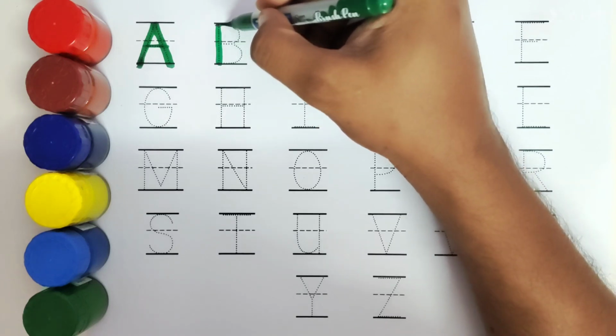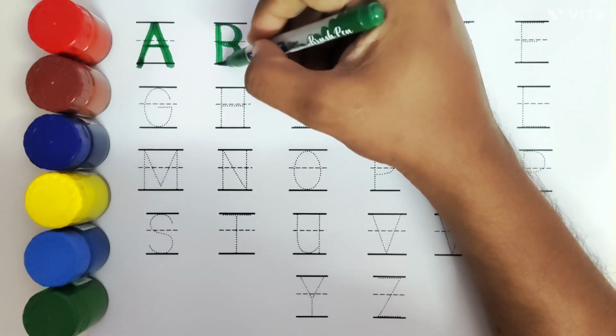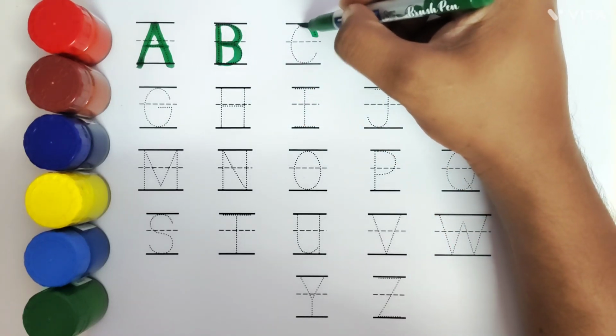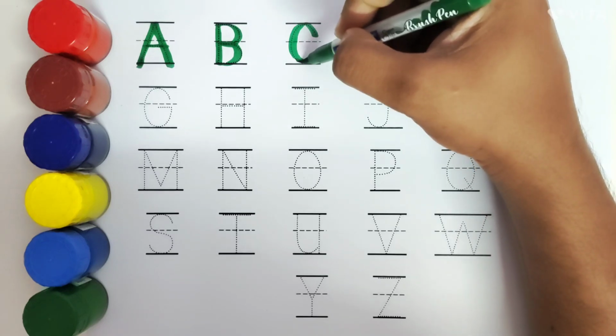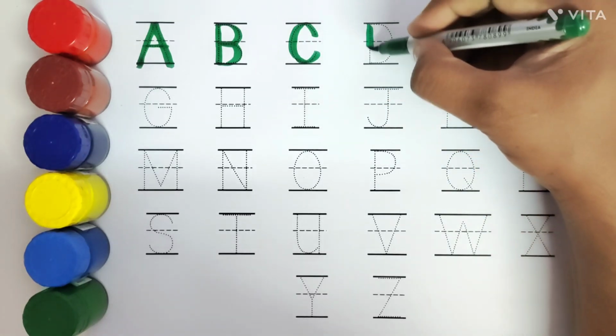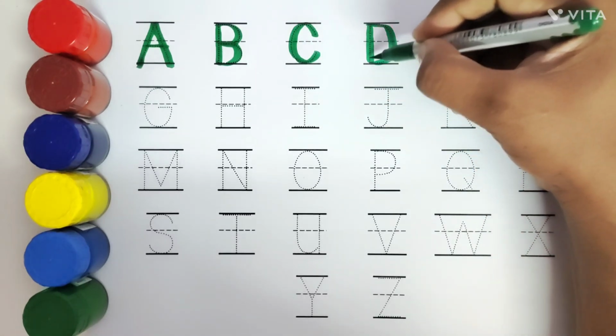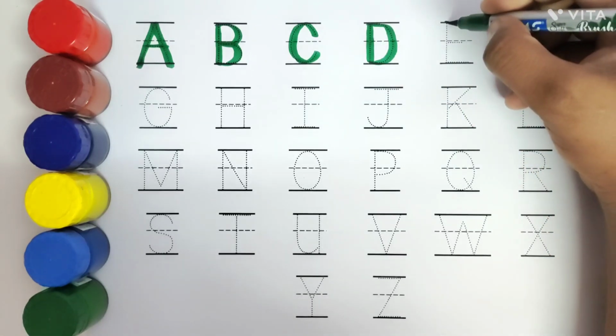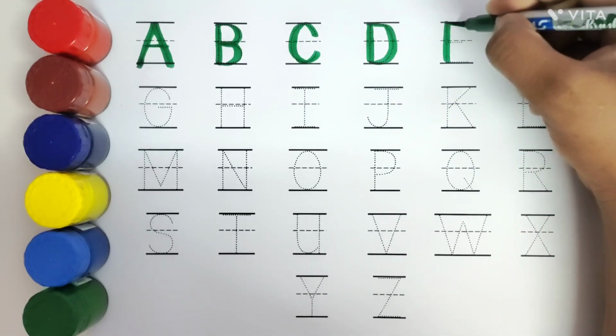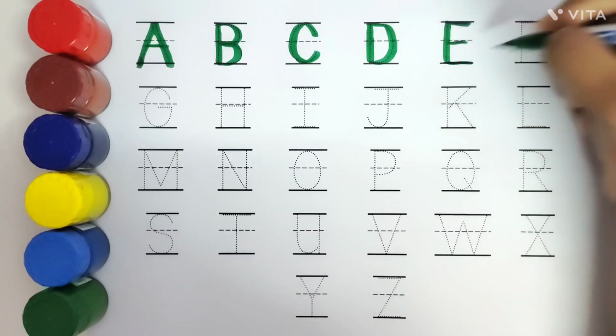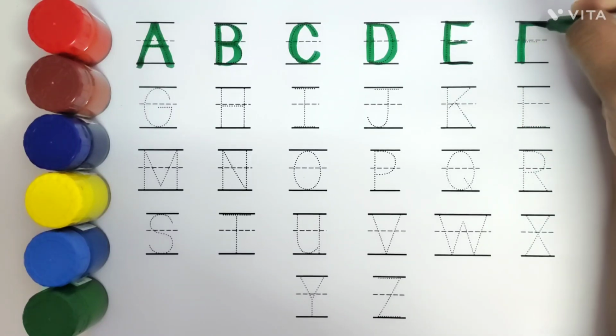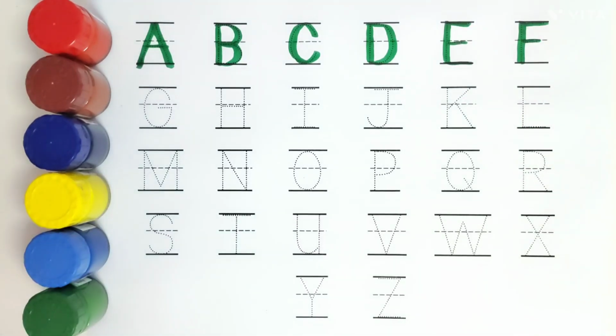B. B for ball. C. C for cat. D. D for dog. E. E for elephant. F. F for fish.